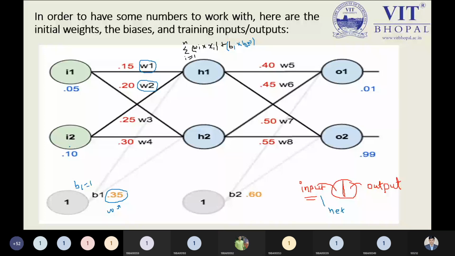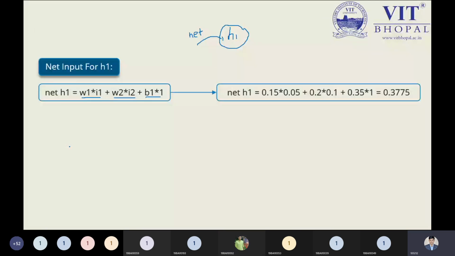Okay, sir. So after doing this calculation, you will get 0.3755. That's why I'm saying please rectify the calculation. So that is the reason I'm asking once again. You are getting the same answer or a different answer? So this is the net value. It means I'm talking about the input value of the H1, and the next part would be its out value.